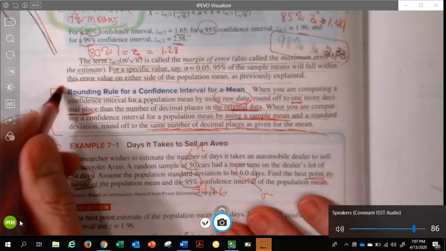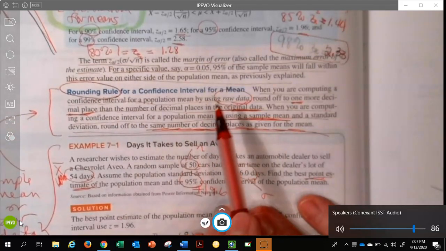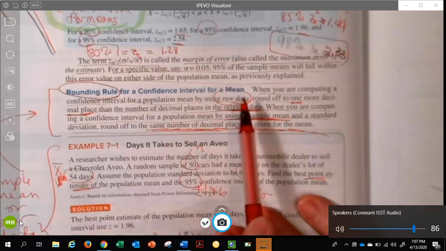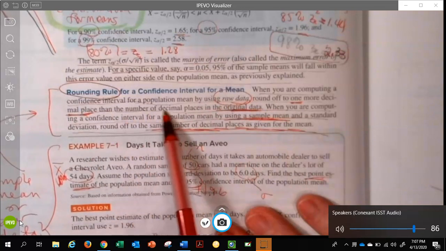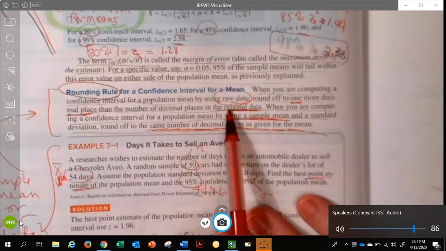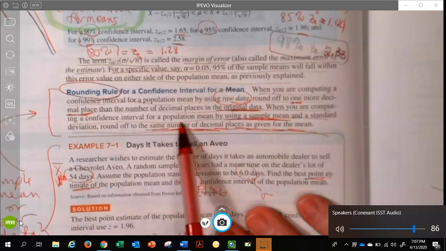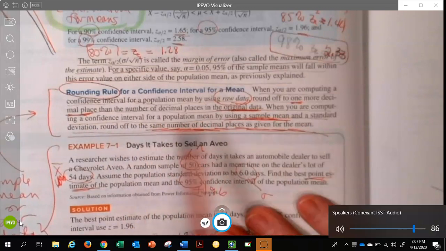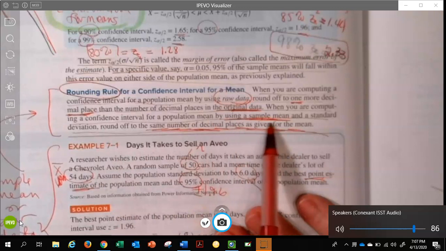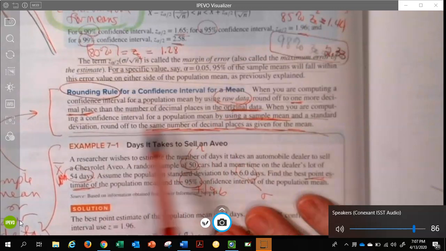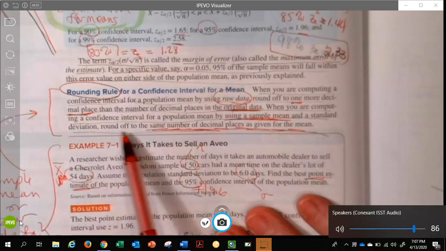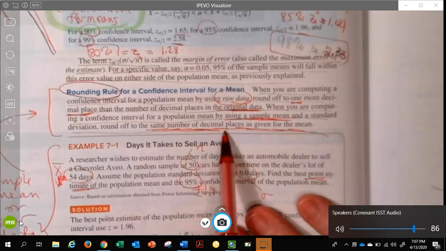But then they're going to talk to us a little bit about rounding. They're saying if we use raw data, round off to one more decimal place than the original data. So if the original data went to the tenths, then you round off to the hundredths, etc. But when you're computing a confidence interval and using the sample mean and the standard deviation, you already have the mean and a standard deviation, round off to the same number of decimal places.